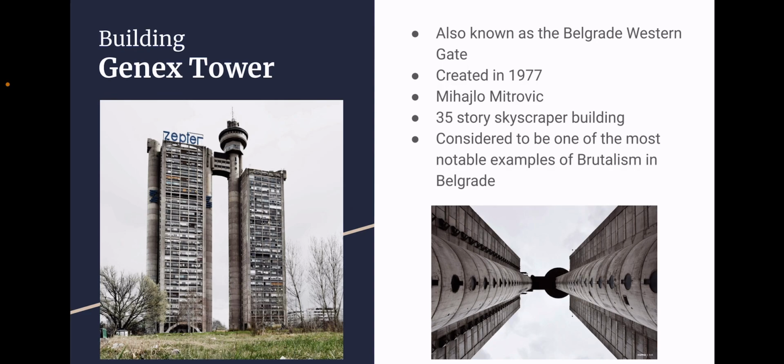So another prime example of a building built during this time is the Gen X Tower, which is also known as the Belgrade Western Gate. It was created in 1977 by Mihailo Mitrovic. The building itself is 35 stories high and is considered to be one of the most notable examples of Brutalism in Belgrade today.